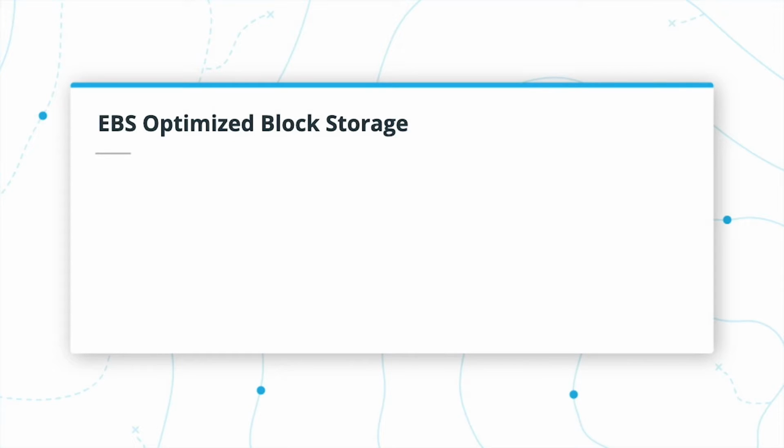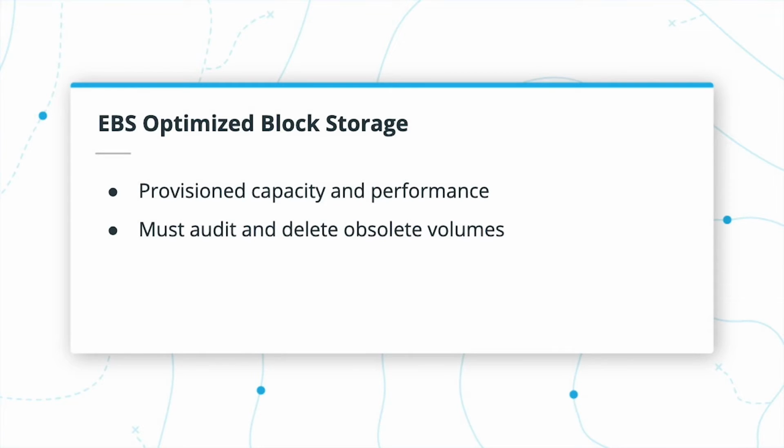Amazon EBS, or Elastic Block Storage, is provisioned capacity and performance, meaning you are paying for the EBS storage even if it is unattached or has very low read-write activity. One of the first ways you can optimize your EBS performance is by making sure you don't have provisioned storage that's not in use. Occasionally, you will need to audit your environment to detect and delete obsolete EBS volumes and adjust the size of your provisioned storage to match your actual use.